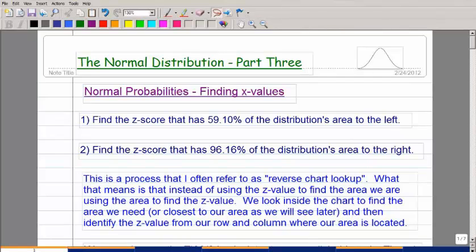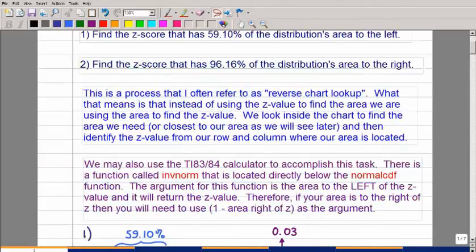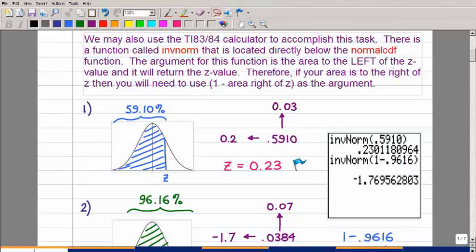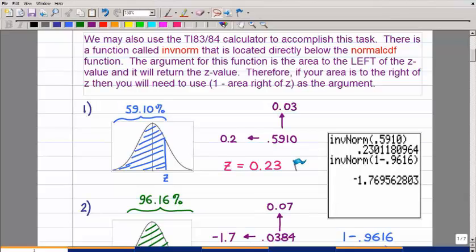The first one says we're going to find a z-score that has 59.1% of its distribution to the left. Now, the calculator can do this too. I'll show you the chart and I'll show you the calculator. First I'll bring up the chart. 59.10% to the left. Remember, our normal chart is based on area to the left. So I'm going to scroll down and look inside the chart. Anything above 50% is going to be on the positive side. And right here we have it.